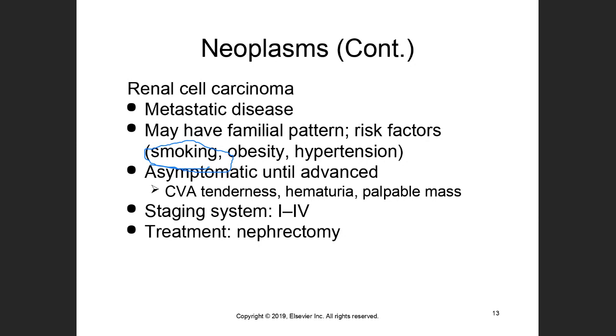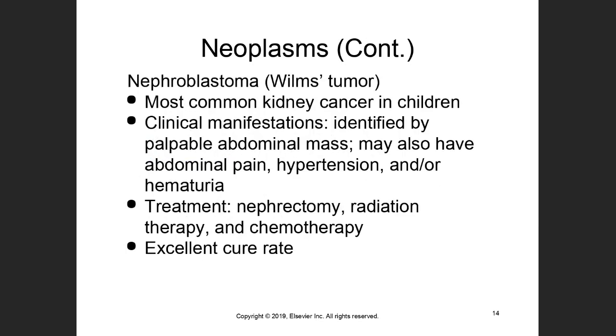That's the problem with the kidney, that we don't have any screening test for that neoplasia. That's why neoplasia is so bad when you don't have a screening, because when the patient starts developing the symptoms, it's really advanced. Those are the common symptoms: costovertebral angle tenderness, hematuria, and palpable mass. That's the triad for that disease. Also we have staging from 1 to 4, and the treatment is remove the kidney.